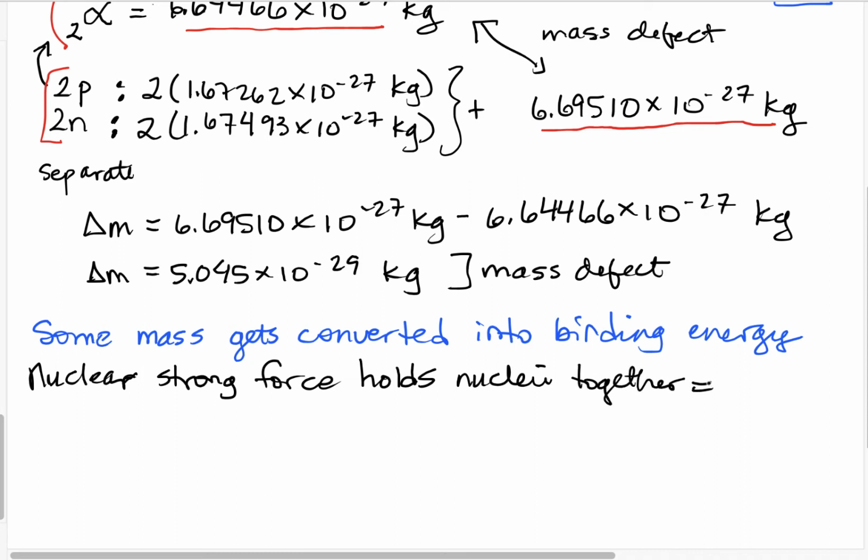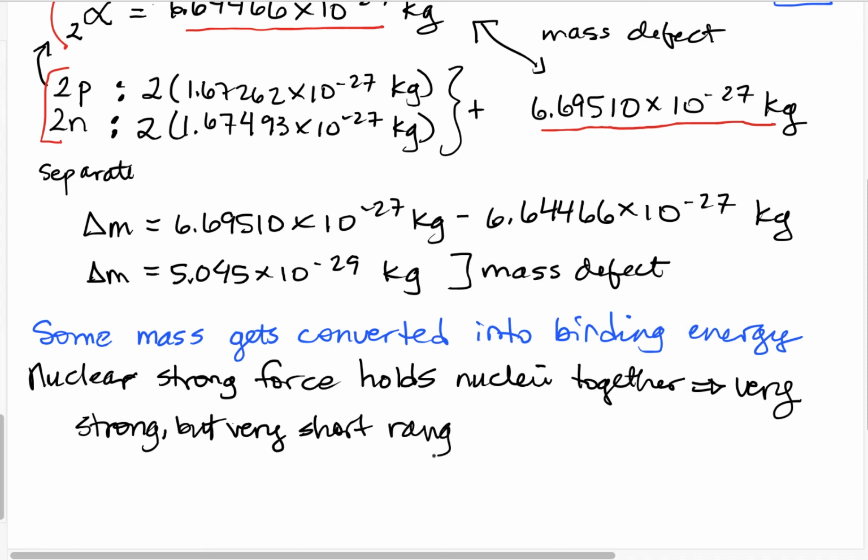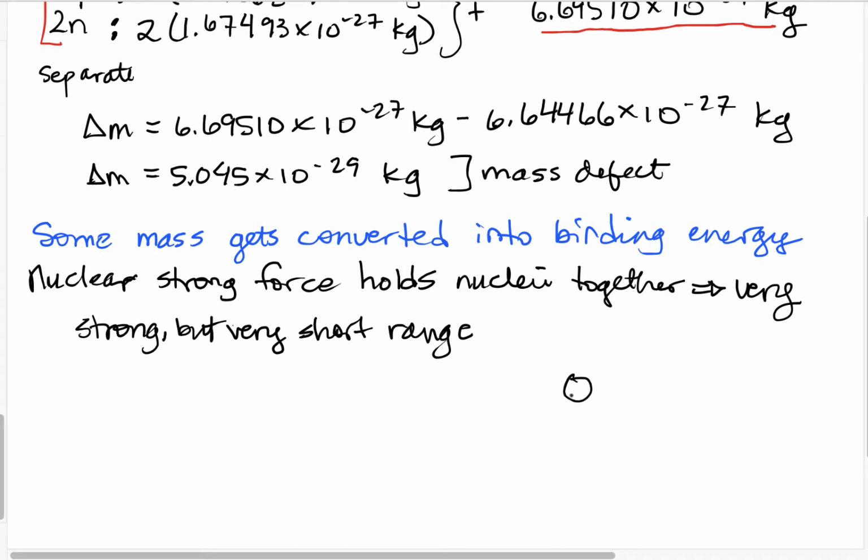And it's very strong, but it only acts over a very, very short distance, like the radius of a nucleus. So super, super tiny. And if you think about the need for some binding energy, think about those protons. These guys are positively charged. Neutrons are neutral.